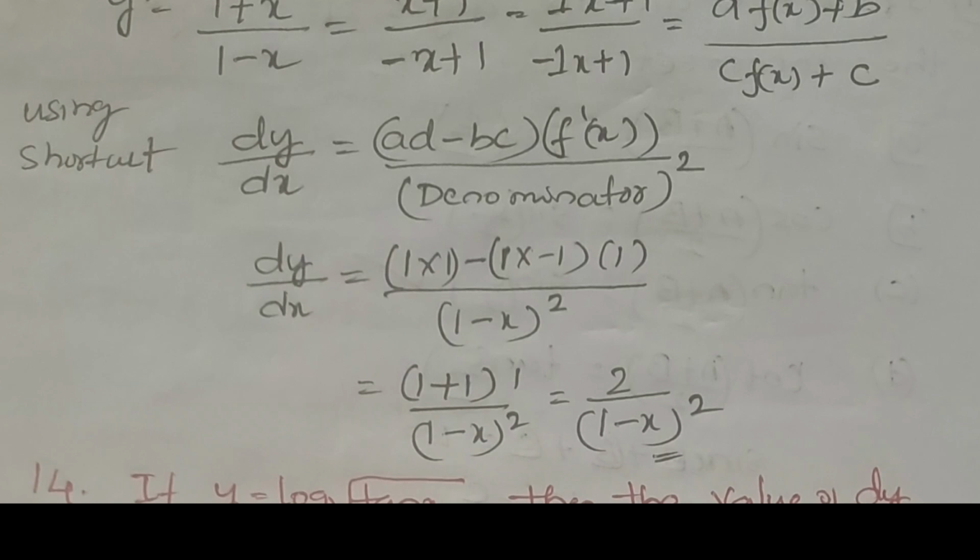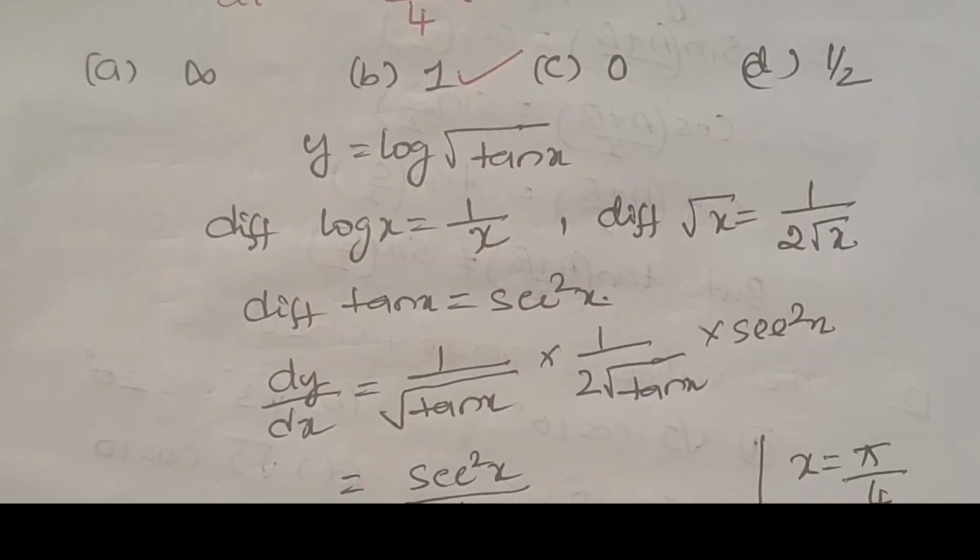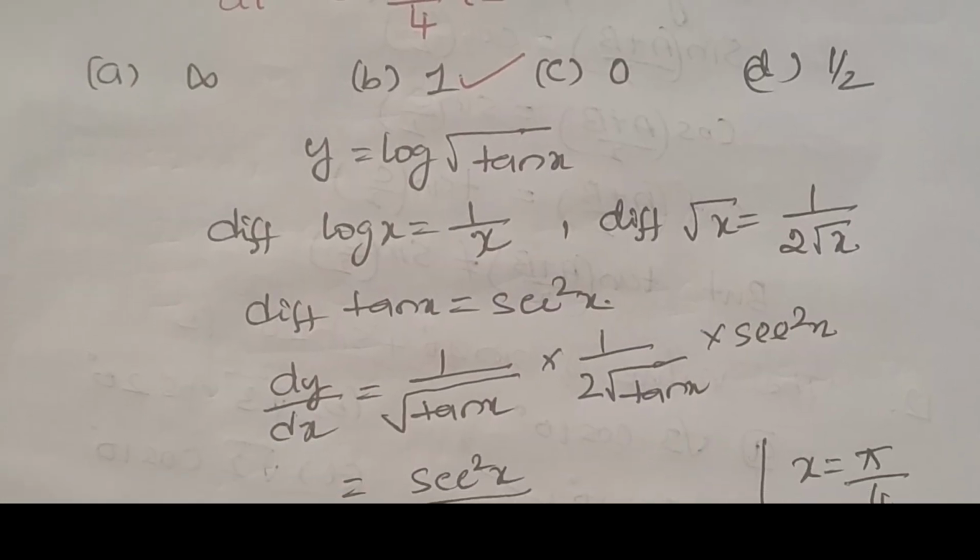Okay. Next, if y is equal to log of root tan x, you have to find dy by dx at x is equal to pi by 4. Pi by 4 is equal to 45 degrees. Option B will be the answer for this question. So we'll see how you get it. You have to write it as it is.